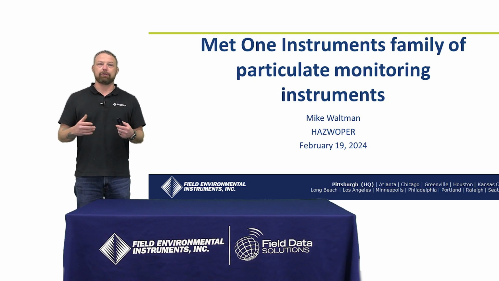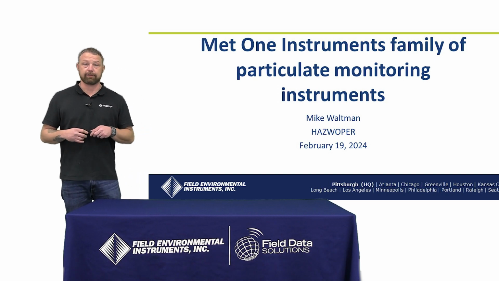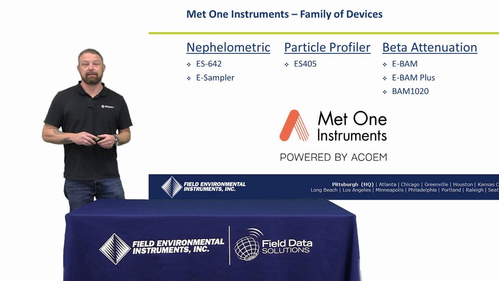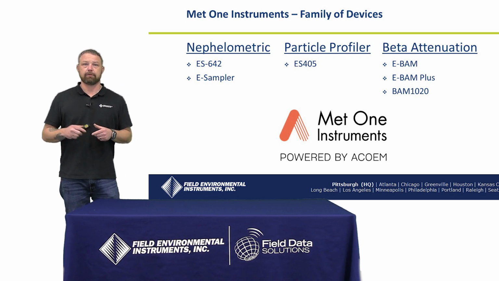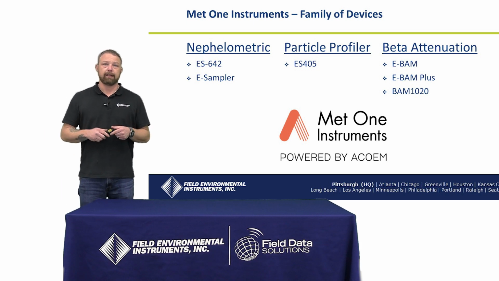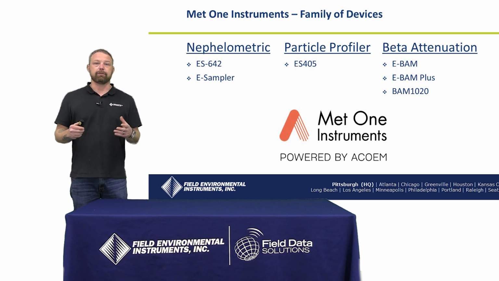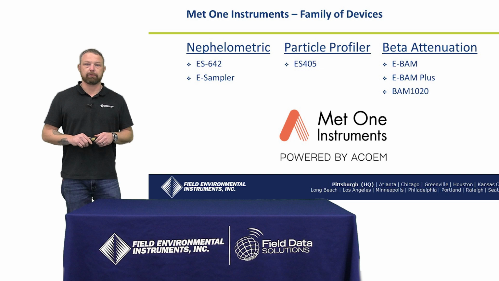And today I'm going to talk to you about the MET1 Instruments family of particulate monitoring devices. That family includes a number of different options and detector technologies. We have nephelometric detectors, particle profiler detectors, and beta attenuation detectors, and we're going to go into detail on each. As you can see on the screen here, a couple of different models under each category to give you a flavor for what they offer.